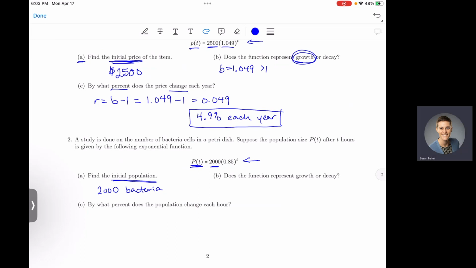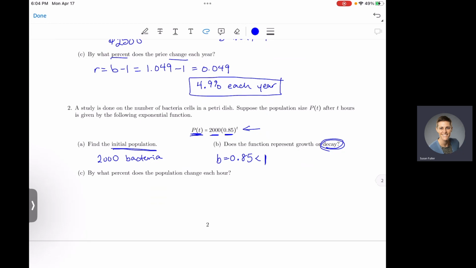Does this function represent growth or decay? Well, to figure out whether this is growth or decay, we're going to look at our B value here. Our B value is 0.85. Is that bigger than 1, or is that a fraction or a decimal between 0 and 1? That's between 0 and 1. It's less than 1, right? It's a fraction between 0 and 1. Because it's less than 1, this is decay. So the number of bacteria cells in this petri dish is actually decreasing. We're losing bacteria.